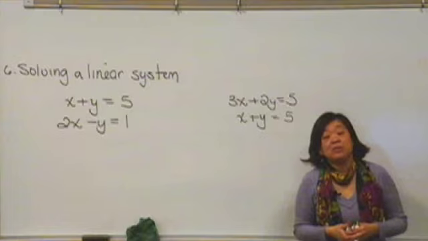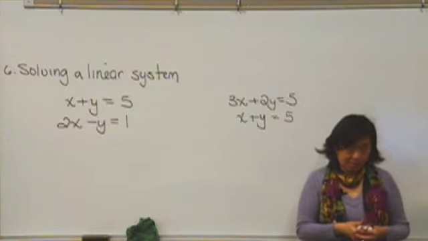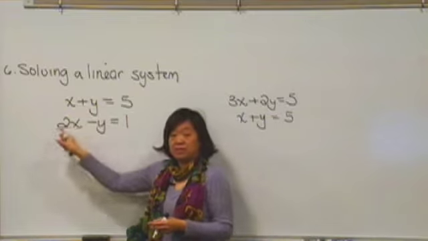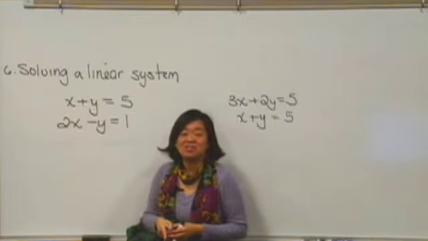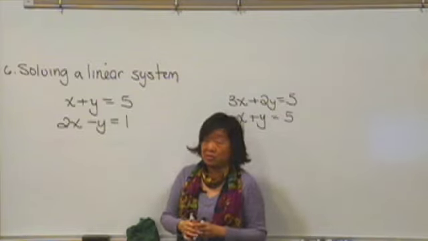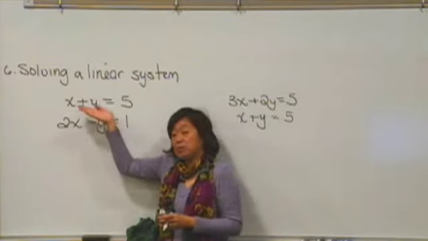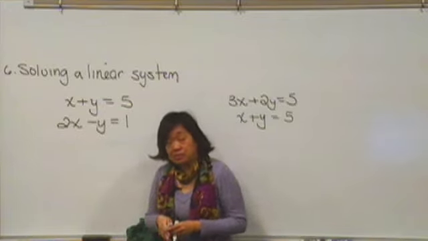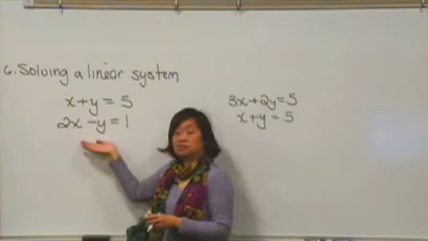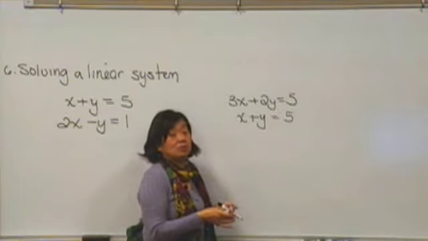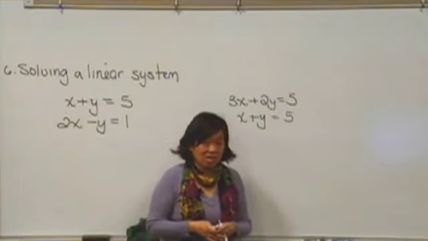In this video, we're going to review how to solve a linear system. A linear system is two linear equations that you're trying to solve at the same time. In other words, you're trying to find the one pair of numbers, x and y, that will make both equations true. I have two examples here for this video, one that's extremely easy and one that's slightly harder, and we're going to review both of those, and then I'll have you try one of each kind.